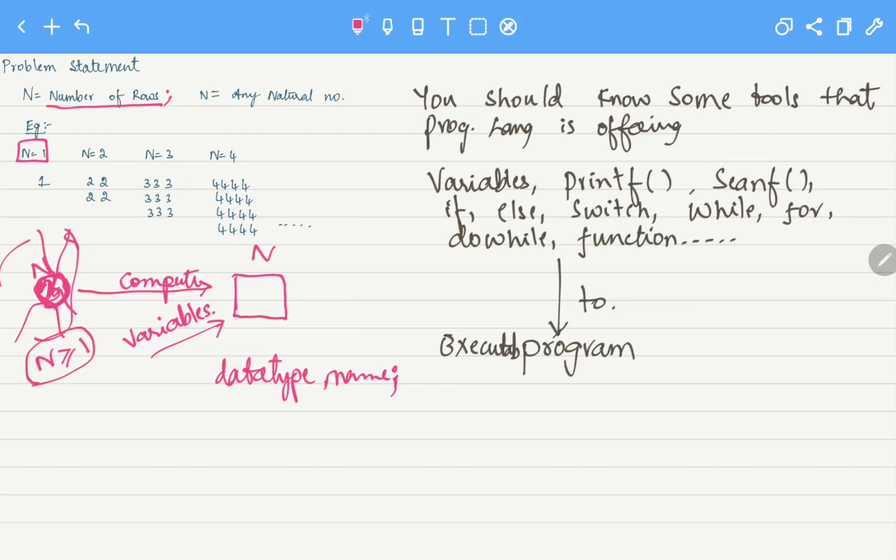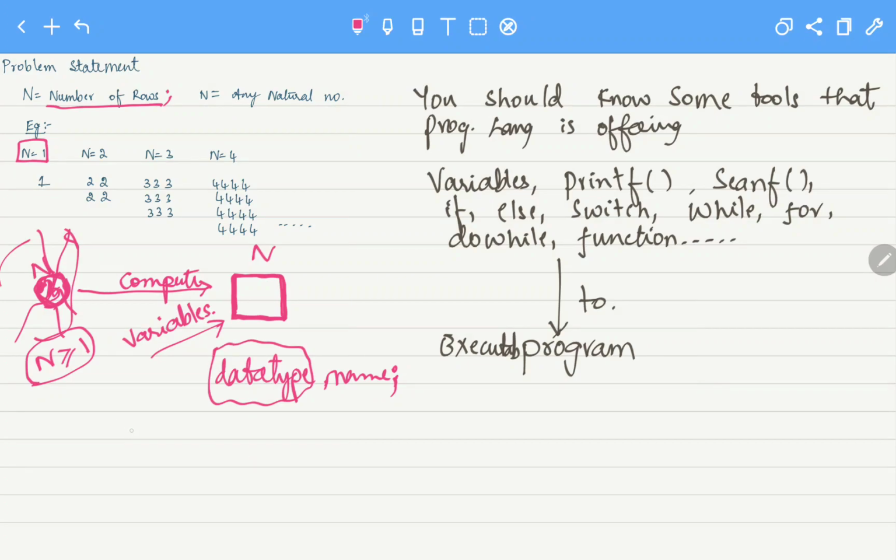This information has already been stored in your brain from your previous knowledge, but this computer doesn't know what is n, what is natural number, what is integer. It is just a machine, a dumb machine sitting over here. It will do whatever you want to do step by step. So that is the reason why we have this concept of data types.